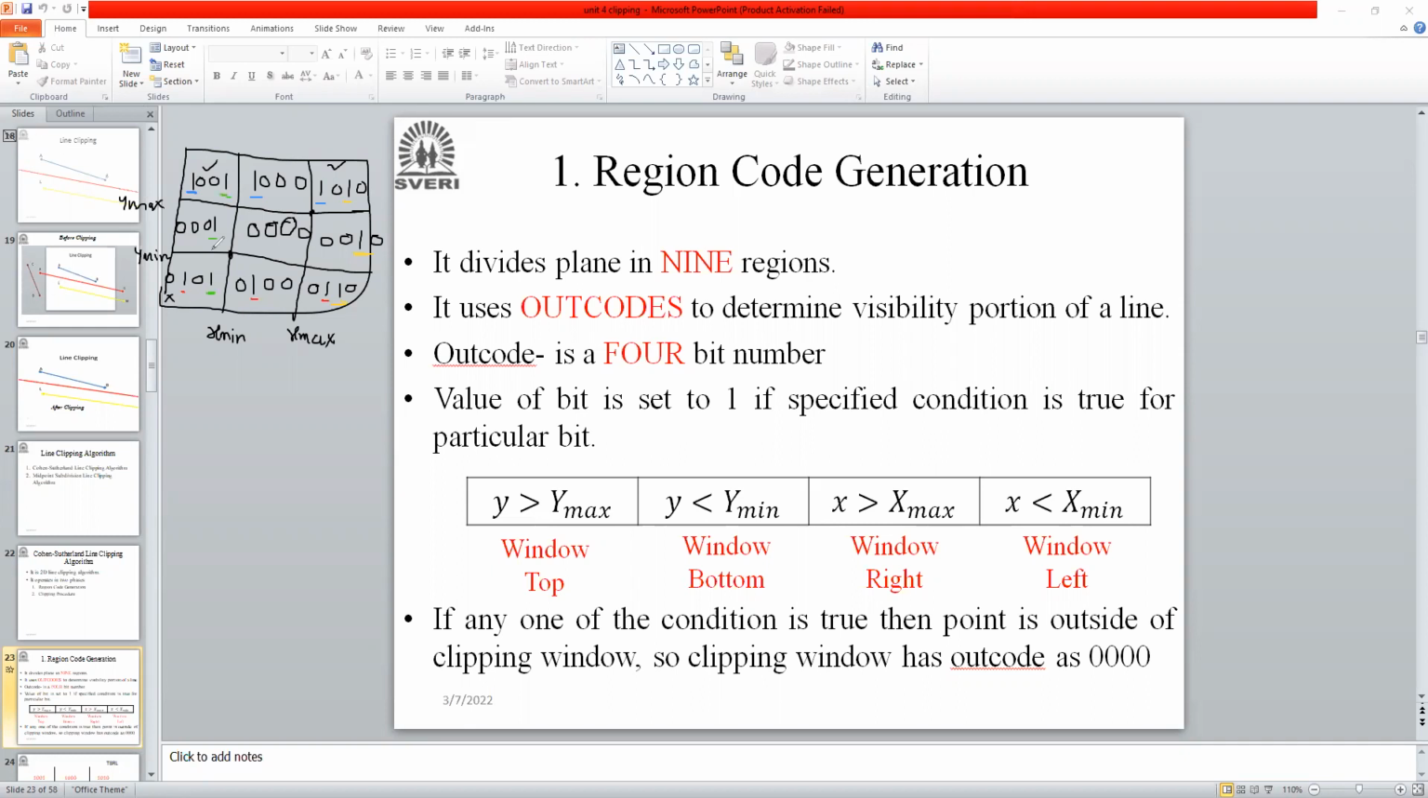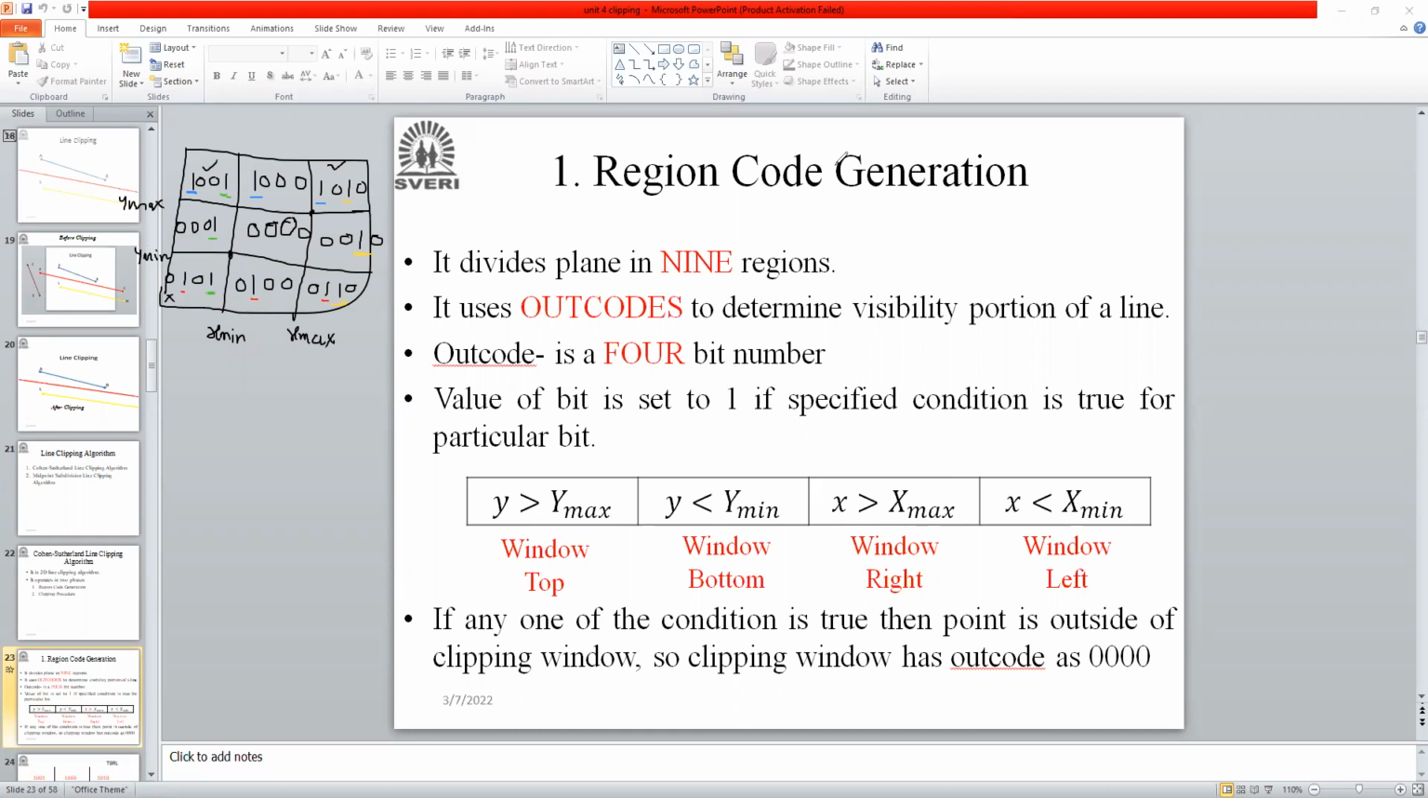Getting it? So this is how we are going to give the codes to all the regions around the clipping window. And the clipping window is having the outcode 0000. So that is how we have assigned the codes to these regions. So the first step is over, the region code generation we have completed.